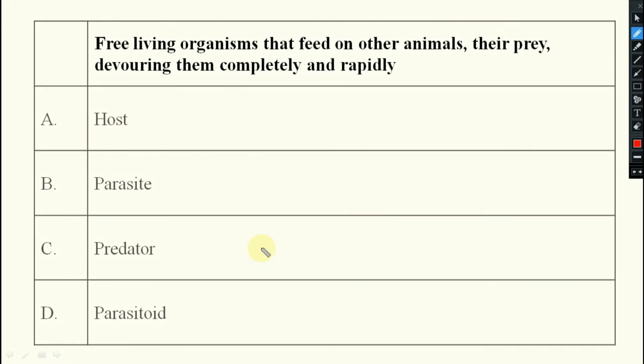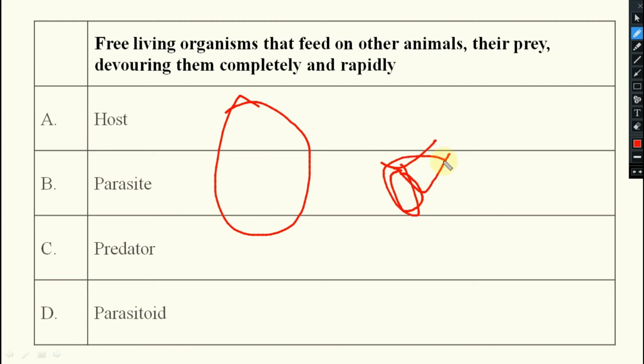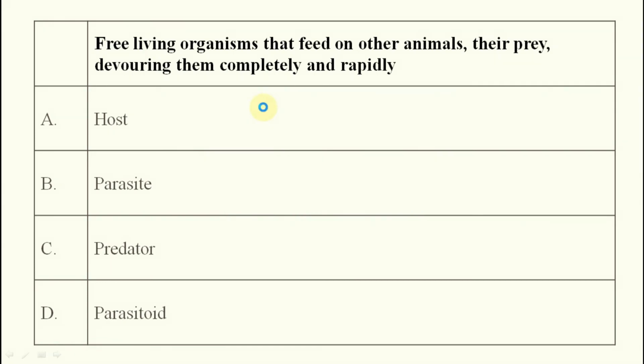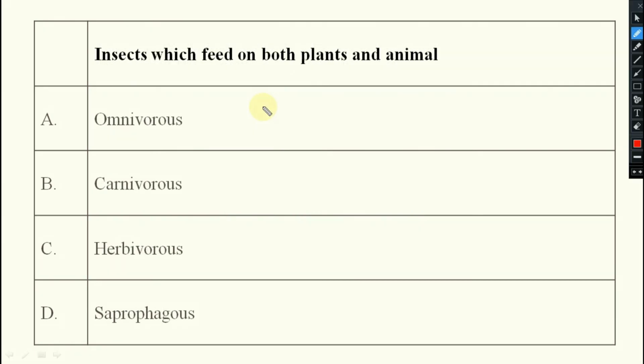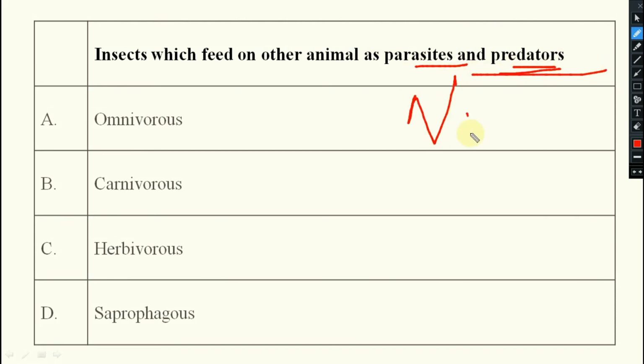Next, free living organisms that feed on other animals, their prey, devouring them completely and rapidly. That means a tiger feeding on a goat rapidly and completely, yes or no. That is known as a predator. No need to explain more. Then insects which feed on both plants and animals, both vegetarian and non-vegetarian, are known as omnivorous. Next one, insects which feed on other animals, parasites and predators, these are the non-vegetarian ones, so that is known as carnivores, yes or no.